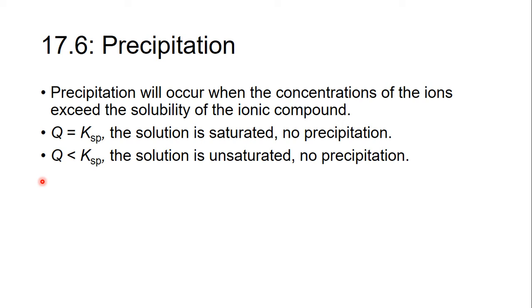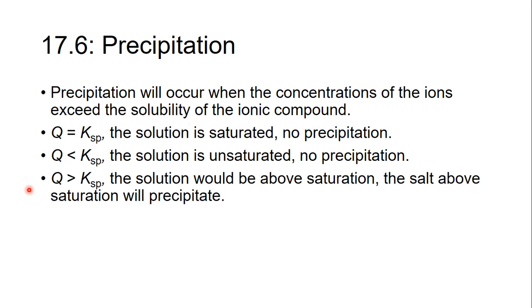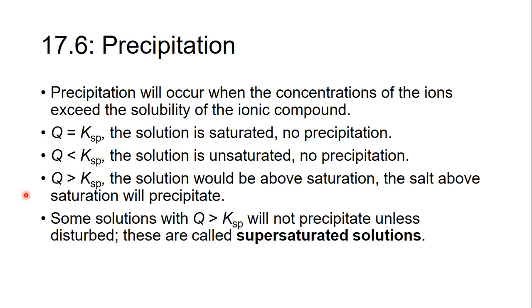If your Q is less than your Ksp, that means you're below saturation, you're unsaturated, and you could dissolve more solid in your solution. If your Q is greater than Ksp, then you will precipitate out. You have too many dissolved ions in there, so they will reform the solid because of equilibrium.